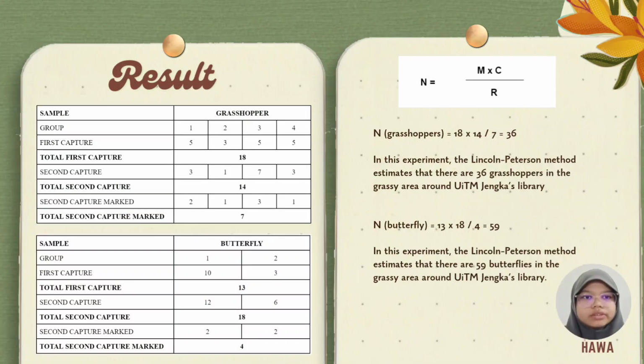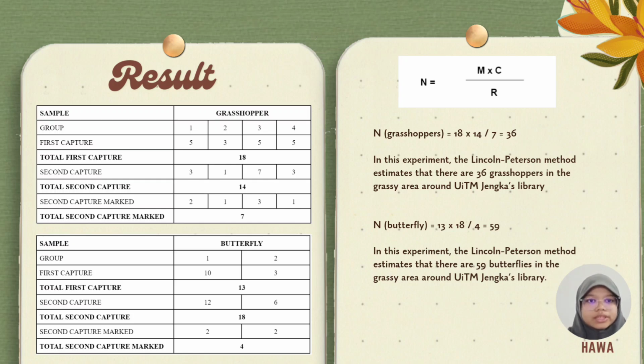So, based on the grasshopper sample, the totals of the first and second capture are 18 and 14 grasshoppers. The grasshoppers that have a mark on their wings are 7 grasshoppers. Next, on the second sample, which is butterflies, there are 2 groups. The totals of the first and second capture are 13 and 18. And the butterflies that have a mark on their wings are 14 butterflies.